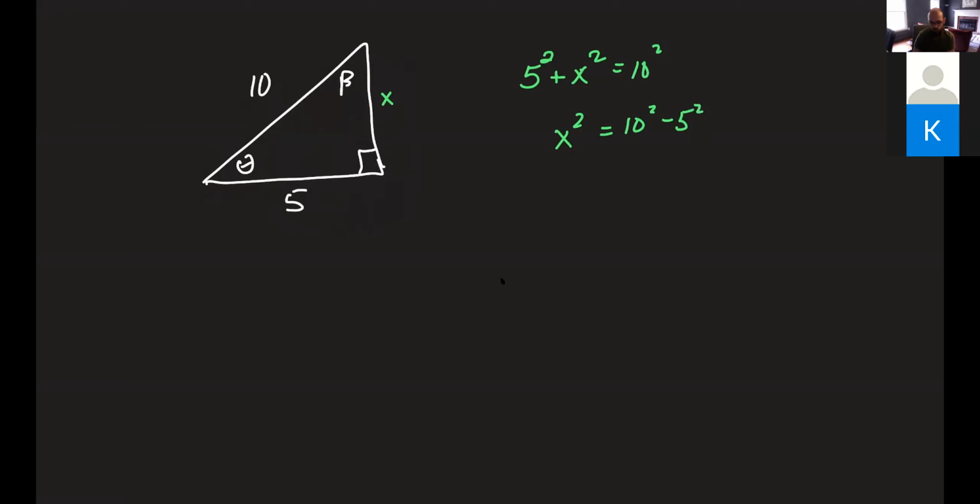Yes. Okay, so that would tell me that 10 squared is 100 minus 25. So on the right-hand side, I get 75. And if I take the square root of that, x would be the square root of 75. Is that what you got? Yeah. Okay, so this one over here is square root of 75. And now we have to figure out what our angle measures are.